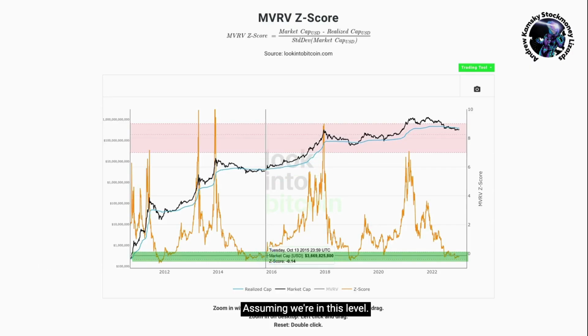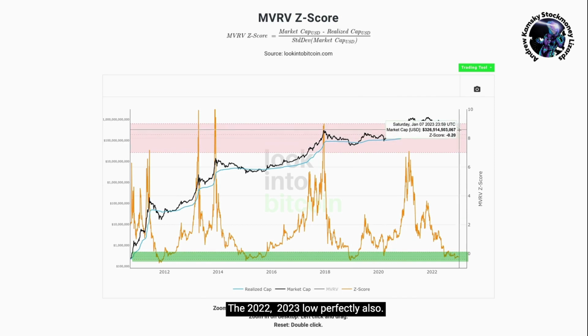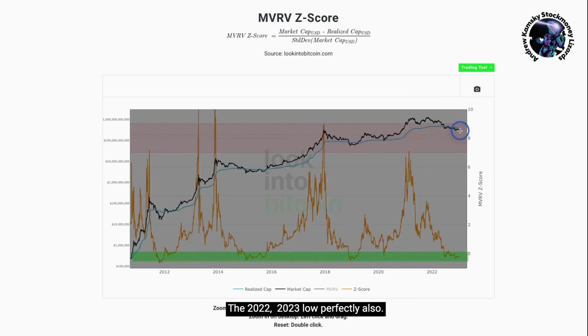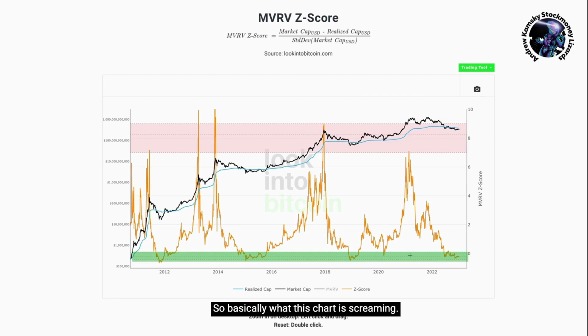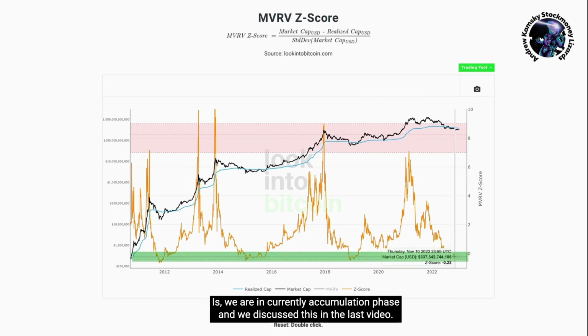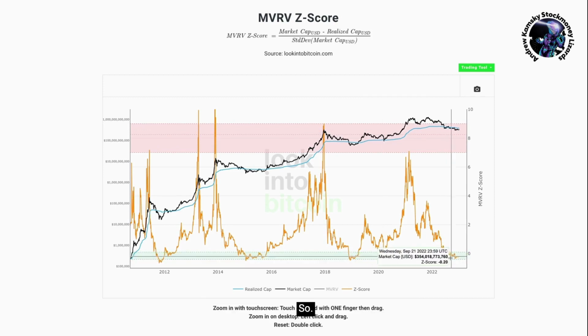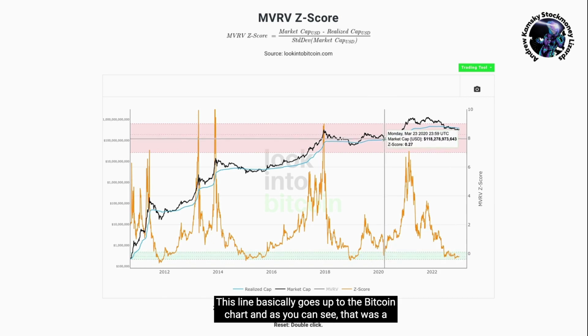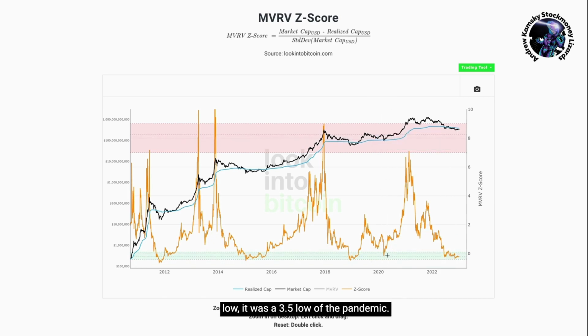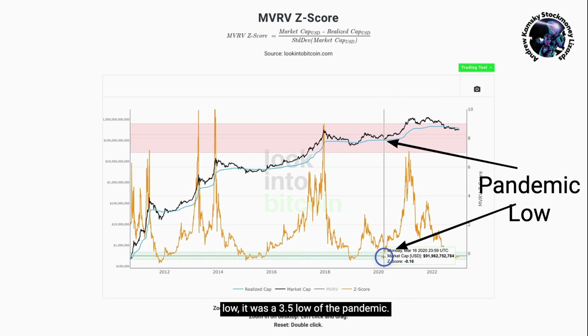Assuming we're at this level, this called this low perfectly. This called this low perfectly. Is this going to call the 2022, 2023 low perfectly also? So basically what this chart is screaming is we are currently in accumulation phase, and we discussed this in the last video. So what you can see is this line basically goes up to the Bitcoin chart, and as you can see, that was a low. It was a 3.5 low of the pandemic.